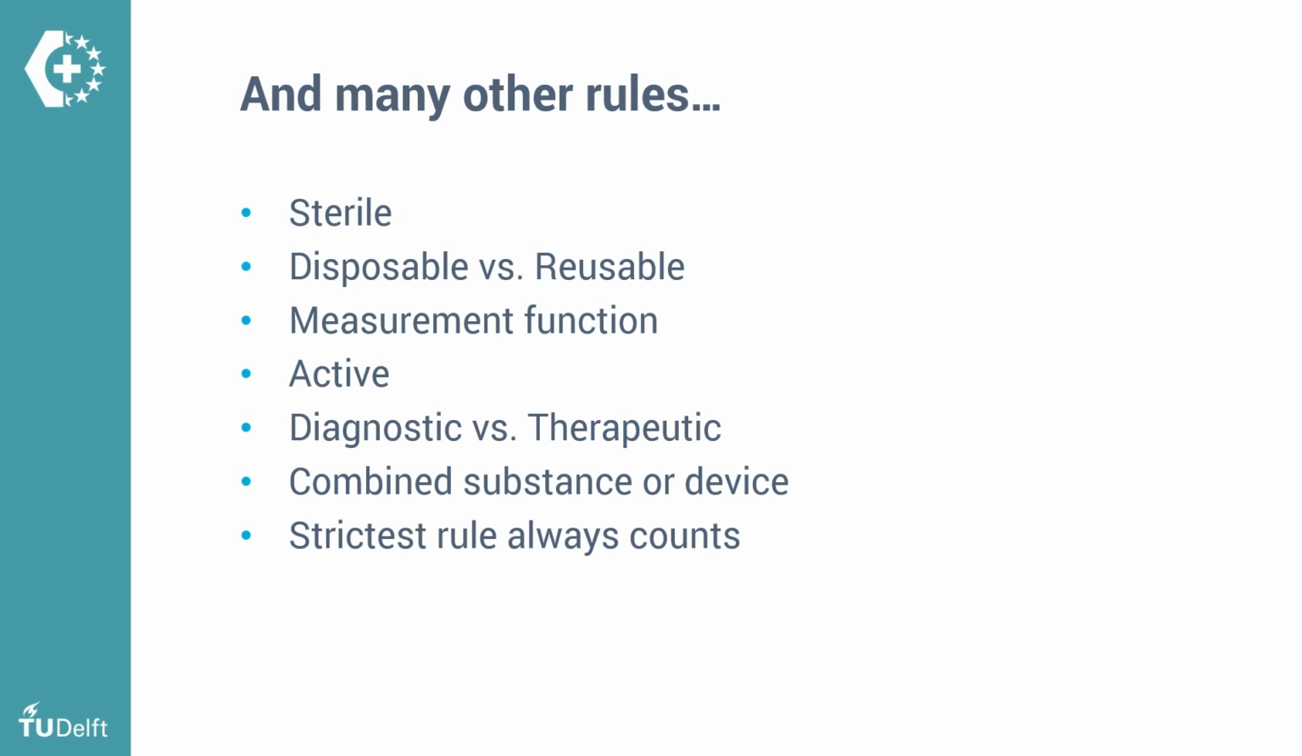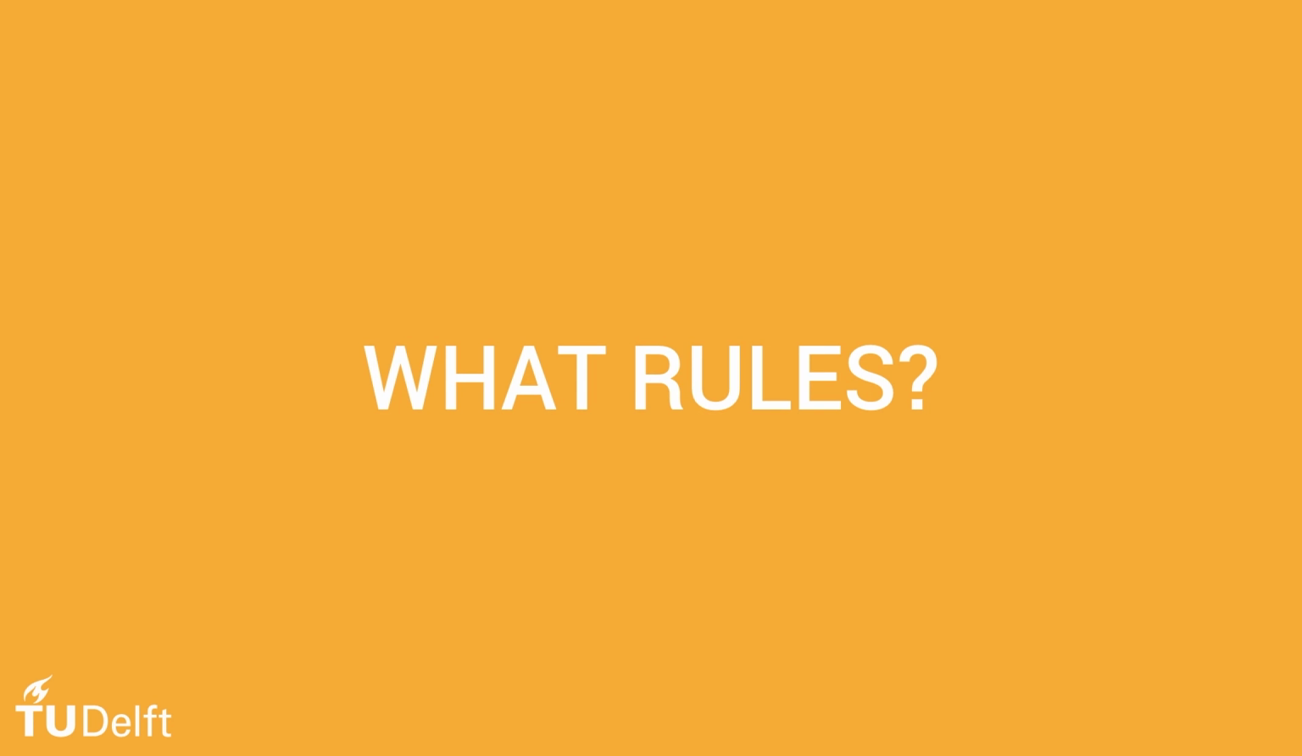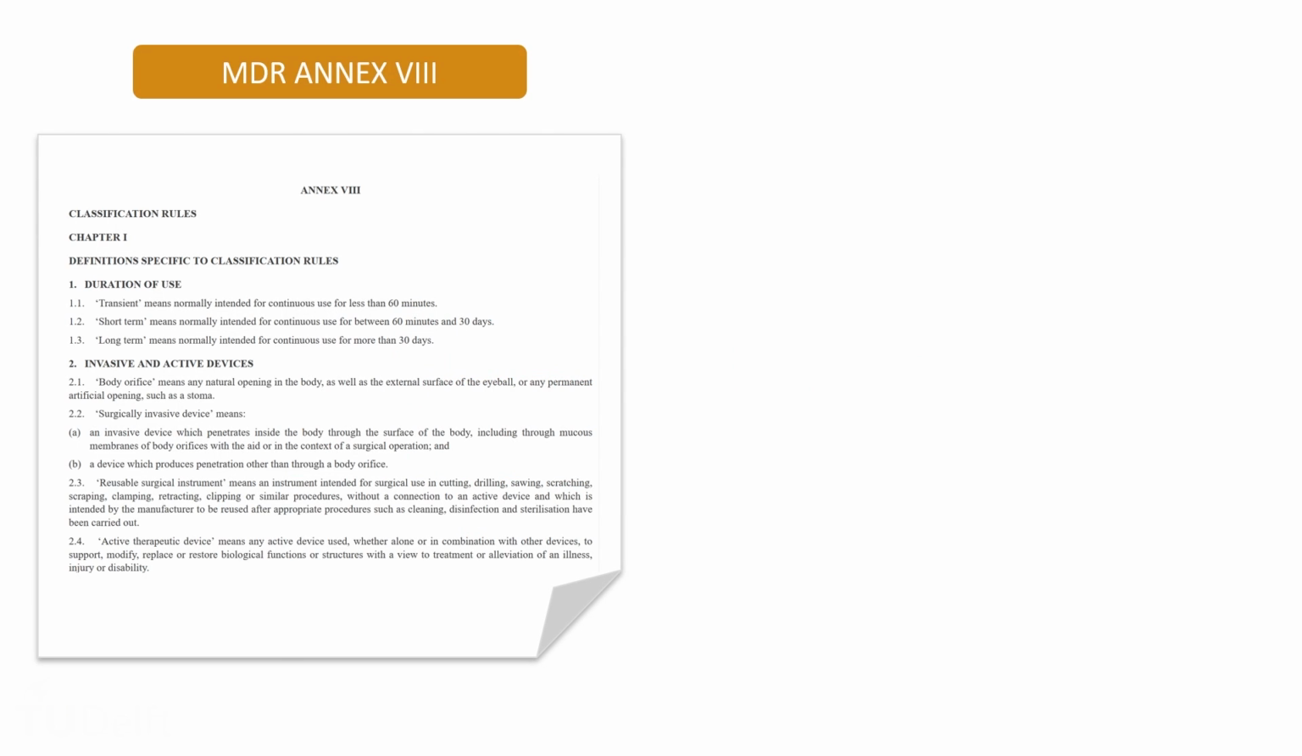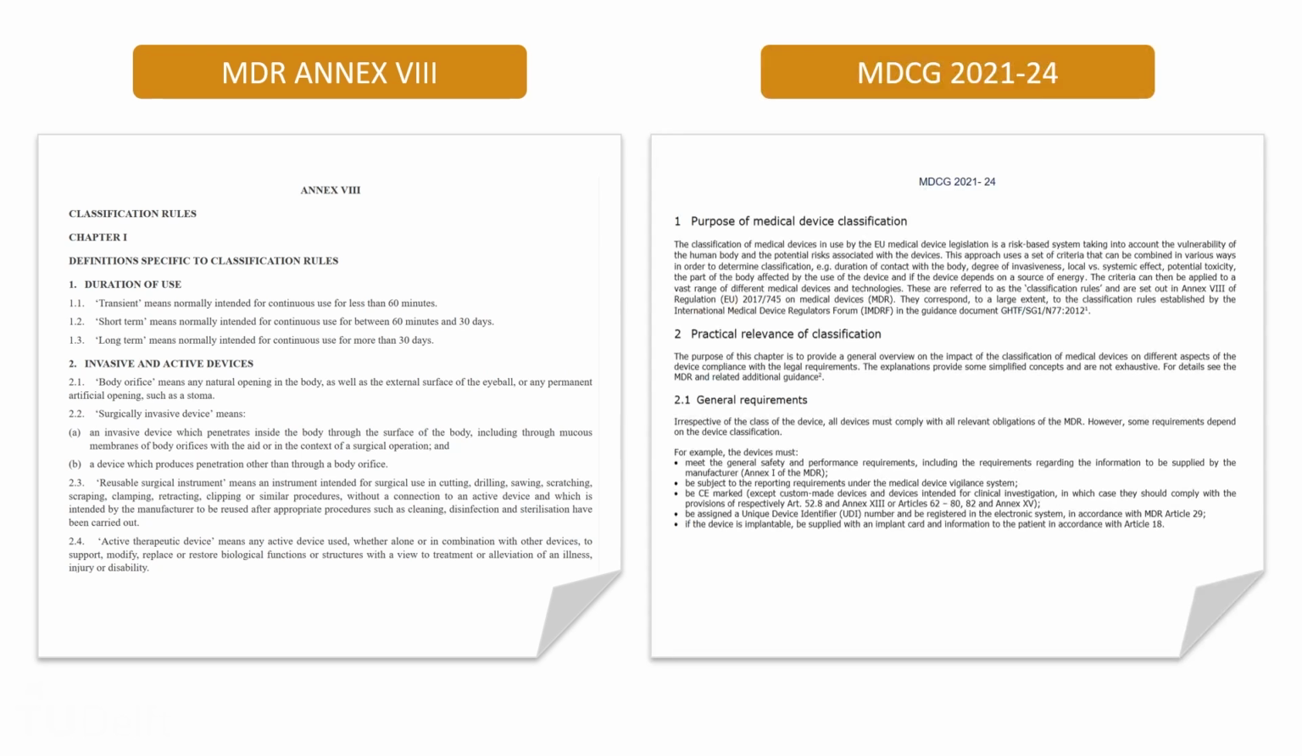In order to classify your device correctly, you will have to follow the rules set out in the MDR for that. You can find these rules in MDR Annex 8, and because not all of these rules are truly self-explanatory, there's also an MDR guidance document, MDCG 2021-24 on the European Union website. That explains these rules a bit more and provides nice flowcharts and examples for classifying medical devices. Now go ahead and check those two documents so we can start classifying some medical devices.